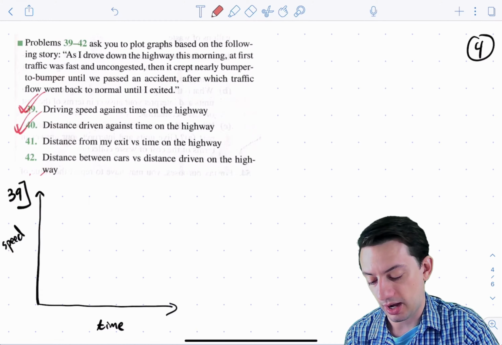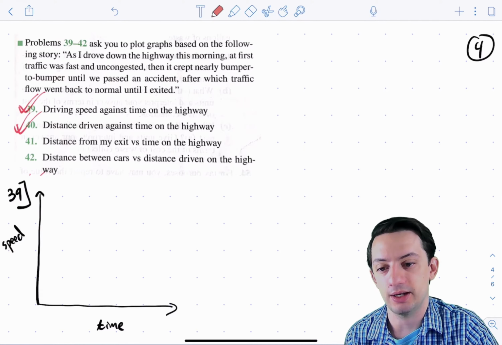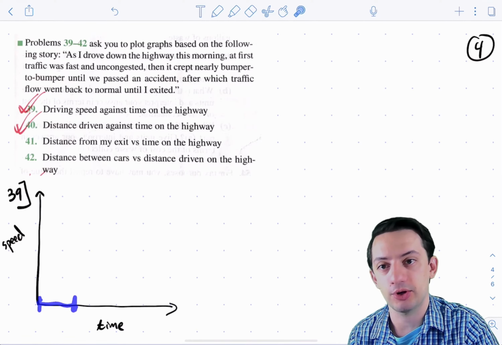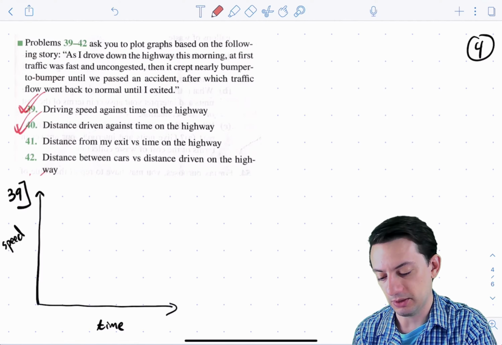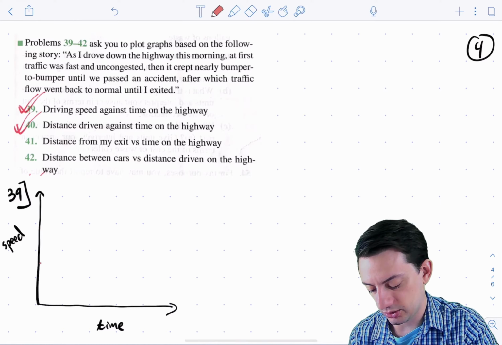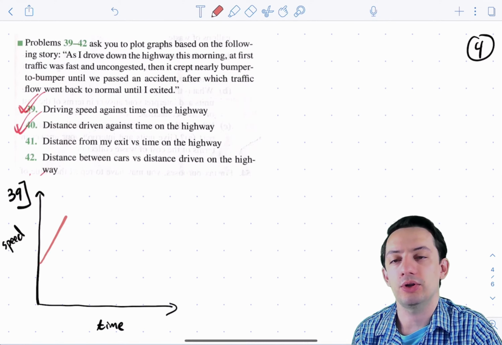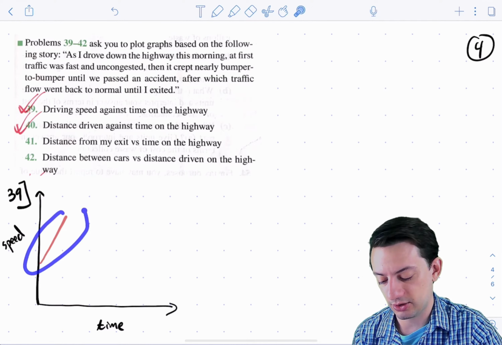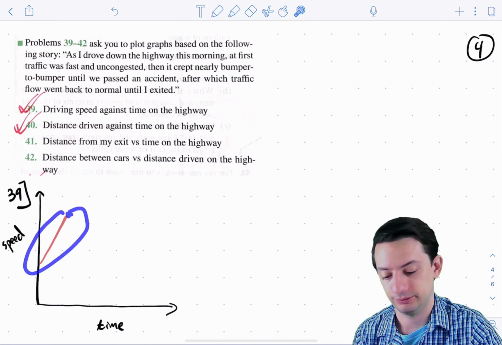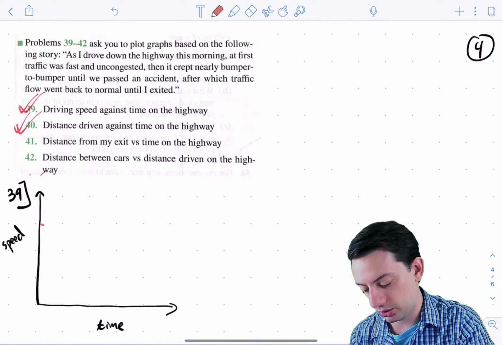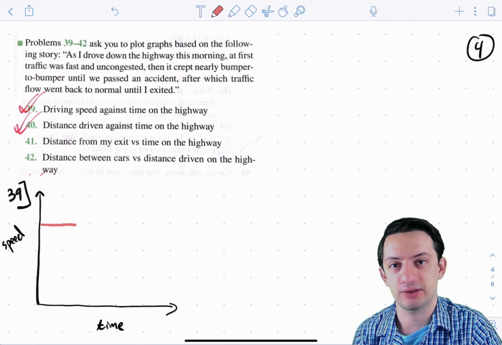So early on in the drive, traffic was fast and uncongested. So early on in the drive means at some of the beginning parts of time, speed was fast. Now, you might think, okay, well, you're driving, so that means you're going further, but that's not what we're graphing here. We're not graphing how far you went, we're graphing speed. If you had an increase here, this would mean you're accelerating. But it doesn't say anything about accelerating, it just says it was fast. So for some early amount of time, it was fast.